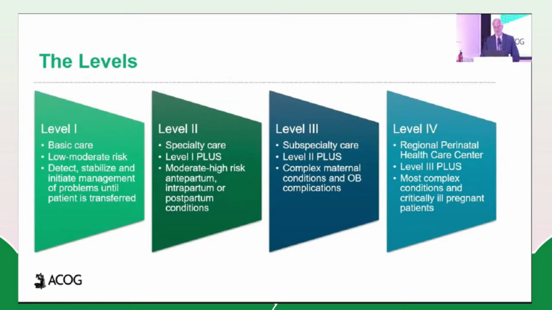So what are the levels? Probably not too surprising. Level 1 takes care of the least complicated patients, but if they do have complications, have the ability to detect and recognize and stabilize. Level 2 provides some degree of specialty care, taking care of slightly more complex patients. Level 3 includes subspecialty care and really takes care of probably the bulk of really complicated patients. And the level 4s are those highest level regional centers that have subspecialty care, a number of resources to take care of the patients with the most complex conditions and critically ill patients.